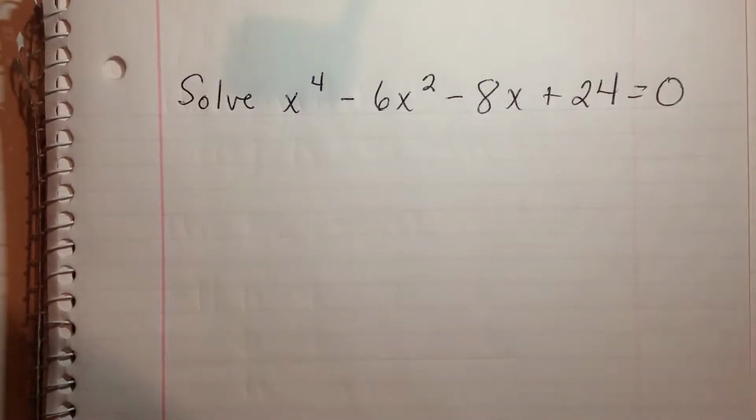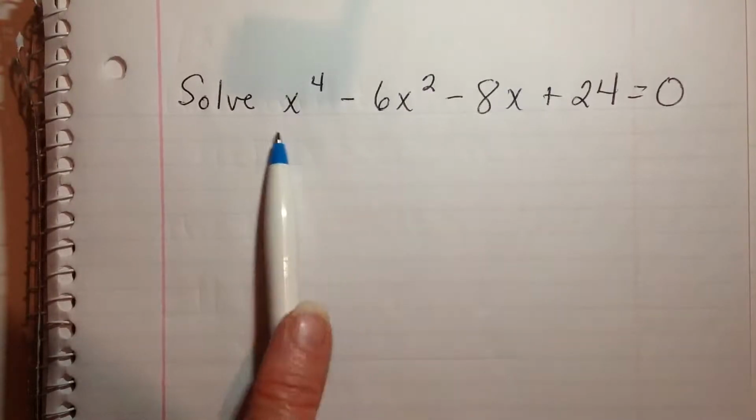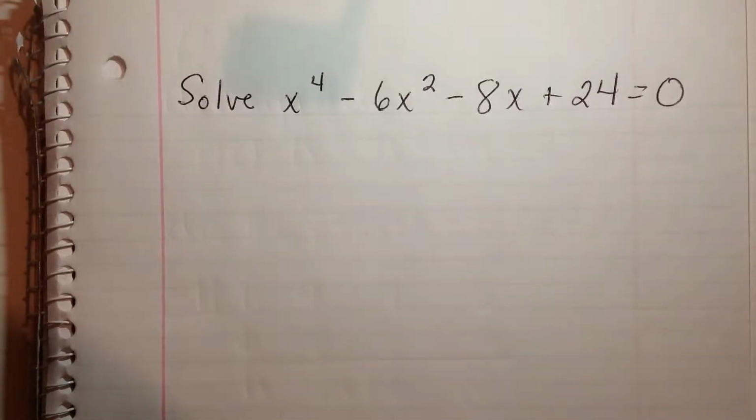In this problem, we have been asked to solve x to the fourth minus 6x squared minus 8x plus 24 equals 0. My first thought is to try to factor. If I tried to factor this 4-term polynomial by grouping, I could not factor it. So, in order for me to solve this equation, I need to find roots of this equation, solutions of this equation.